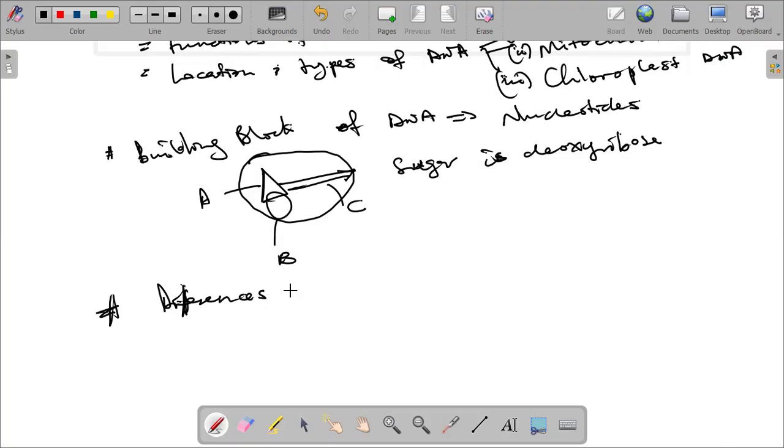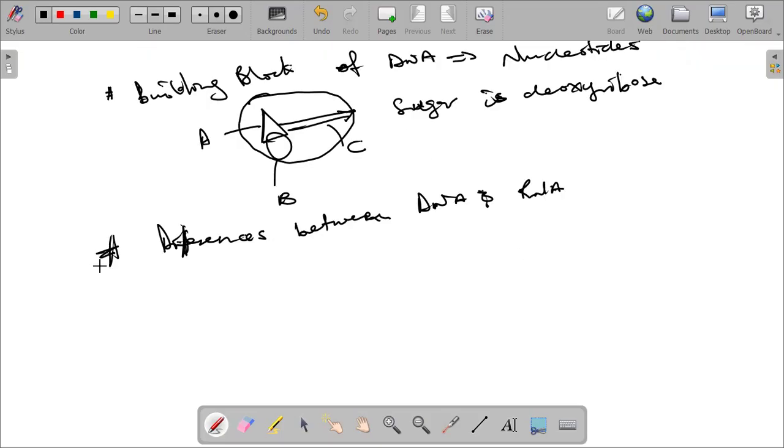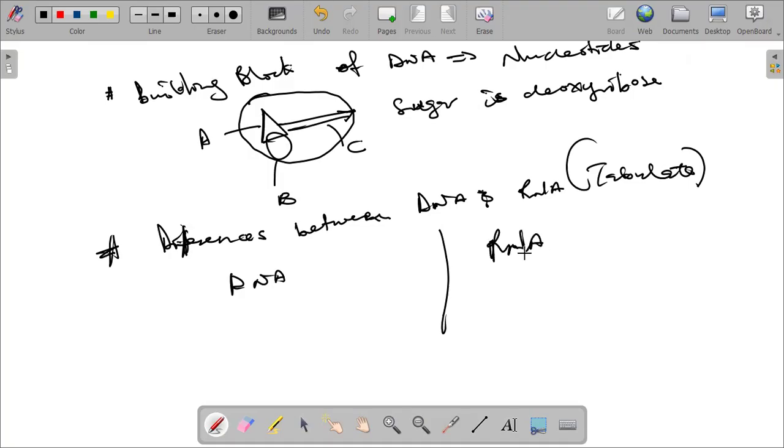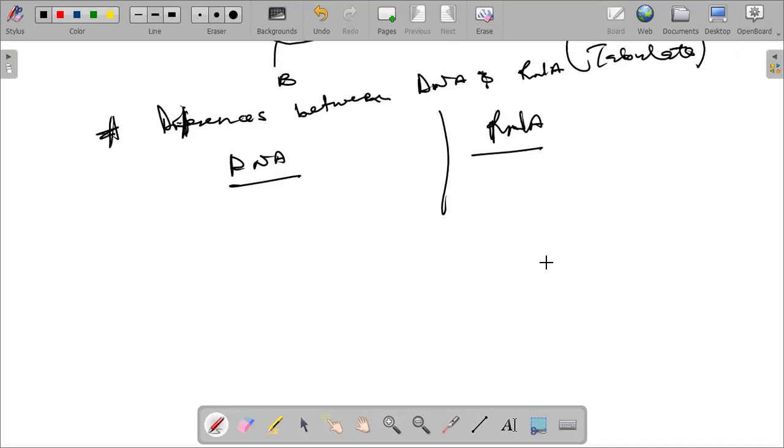The differences between DNA and RNA. Remember, this question normally says, tabulate the differences. So what you need to do is draw a table where you give DNA, RNA, and then you give the differences of these two.